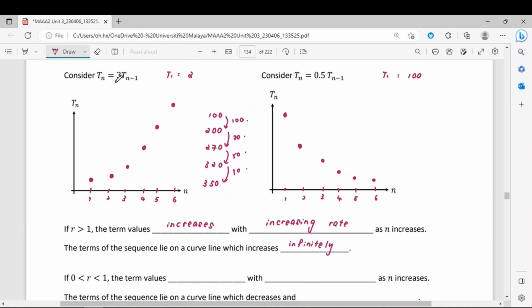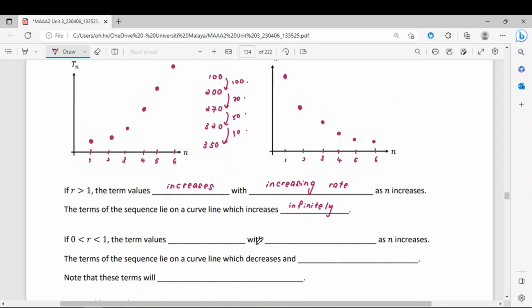Which means it's a positive value and this value is greater than 1. So when you multiply by 1.1, 1.2, you will always get this kind of shape. Whereas for the second one now, after what you learned just now, this is called increases with increasing rate, right? I want you to try to think first, how is this graph to be described?